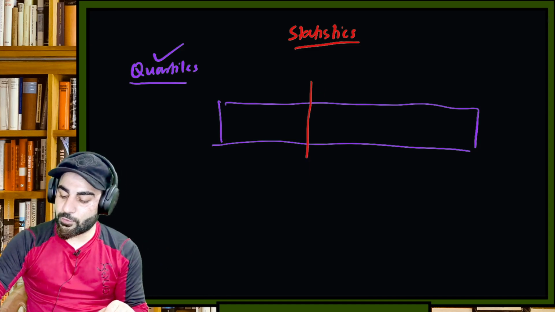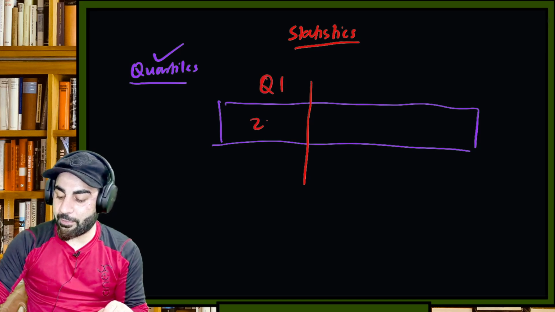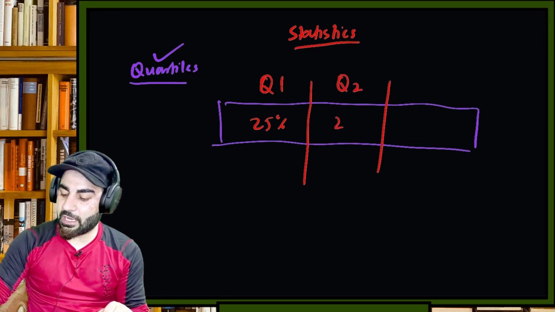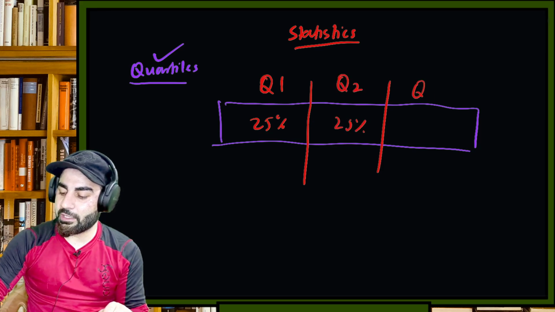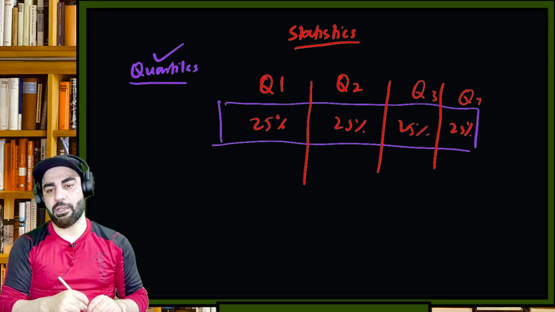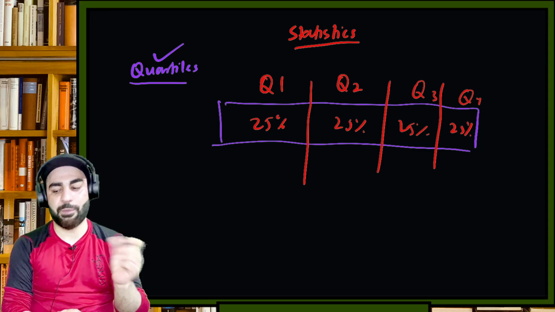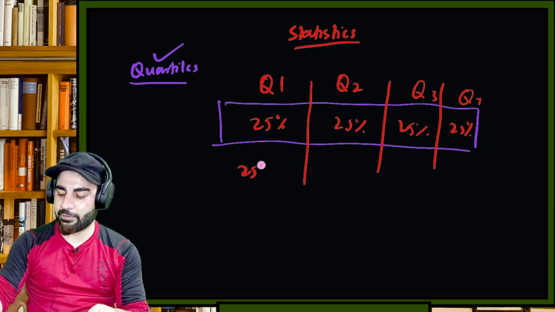Then we can say this is quartile 1, this is 25% of the data. This is quartile 2, again 25% of the data. This is quartile 3, 25% of the data, and the rest is quartile 4, which is 25% of the data. That's what these quartiles mean. Usually these are called percentiles. You might have heard about percentiles. This will be called the 25th percentile.